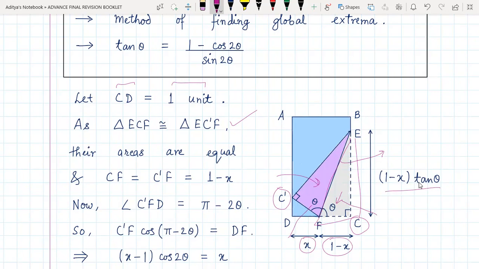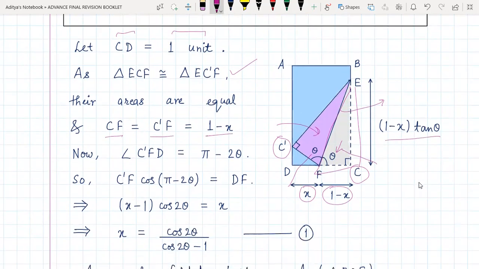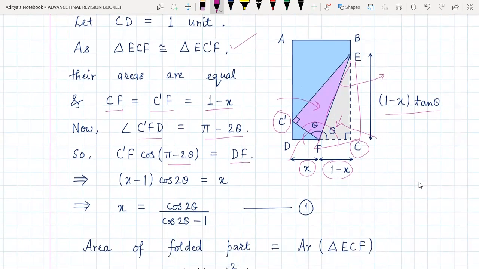So the point here is that these two are congruent triangles, so their areas will also be equal, and CF would be equal to C dash F equal to 1 minus x, right? And one more thing, angle C dash FD obviously would be equal to pi minus 2 theta, because this entire angle is 2 theta, right? So the remaining angle, this blue angle, is pi minus 2 theta. Now we can say that DF would be equal to C dash F times cos of this angle pi minus 2 theta. Very basic trigonometry.